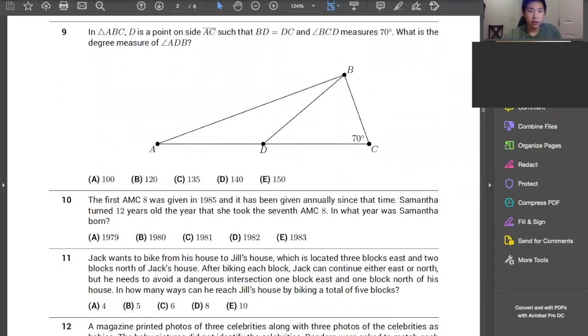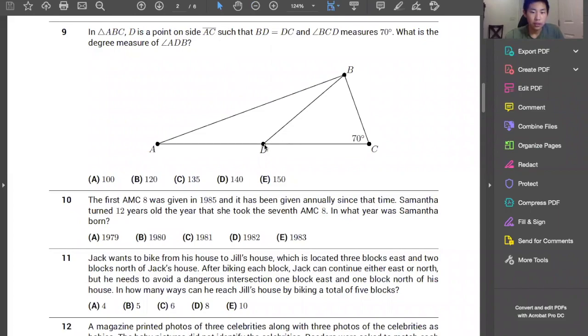Problem 9. We have a geometry problem. So we have a triangle ABC, and we have a point D such that BD equals DC. So I'll draw hash marks here to indicate that. And we also know that angle BCD is 70 degrees. They've drawn that here. And we need to find angle ADB.